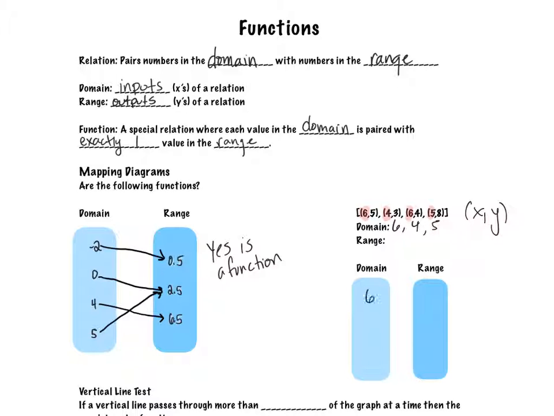I could fill that into my mapping diagram: 6, 4, 5. It doesn't matter to me if these go in numerical order. If you see it on a test, it'll probably go 4, 5, 6, just because that's what they do. I don't care, and it doesn't matter for what we're doing. So look at our range. Remember, those are our y's. I'm going to list those out: 5, 3, 4, and 8.